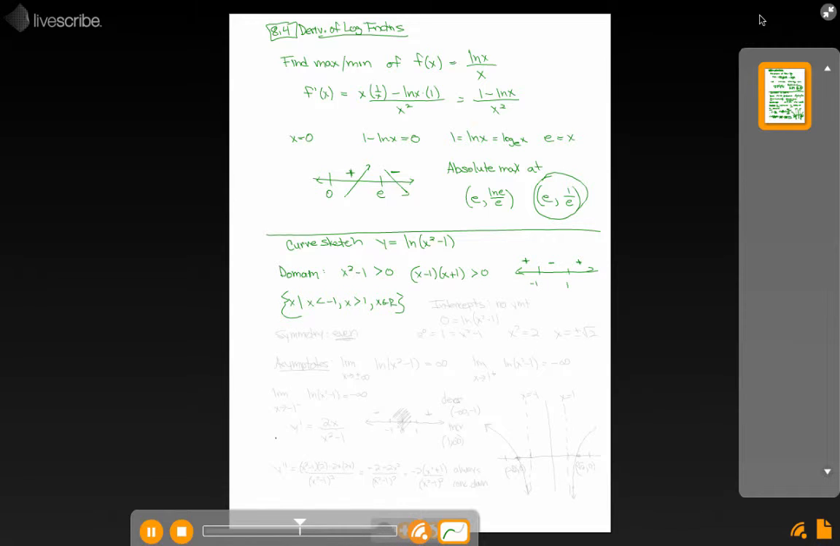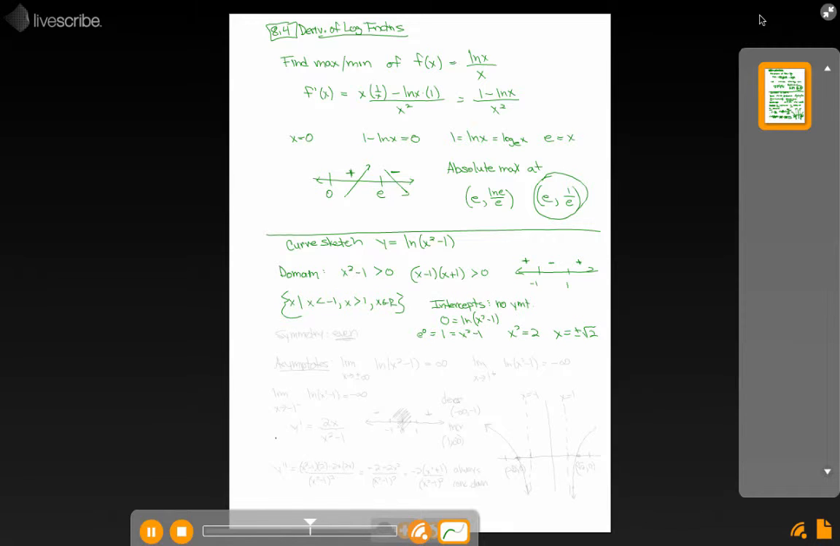First thing is the domain. What's inside that log needs to be positive, so I just solved that as a little inequality and figured out that the only numbers that wouldn't be in the domain are from -1 to +1. Anything smaller than -1 is fine, because when you square it and subtract 1 you'll be positive. Anything greater than 1 is fine as well.